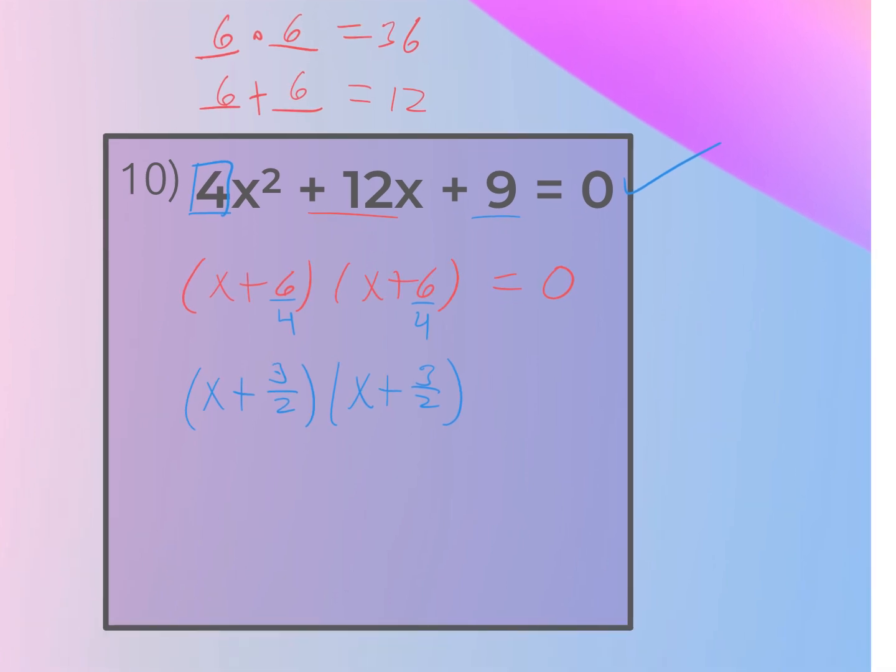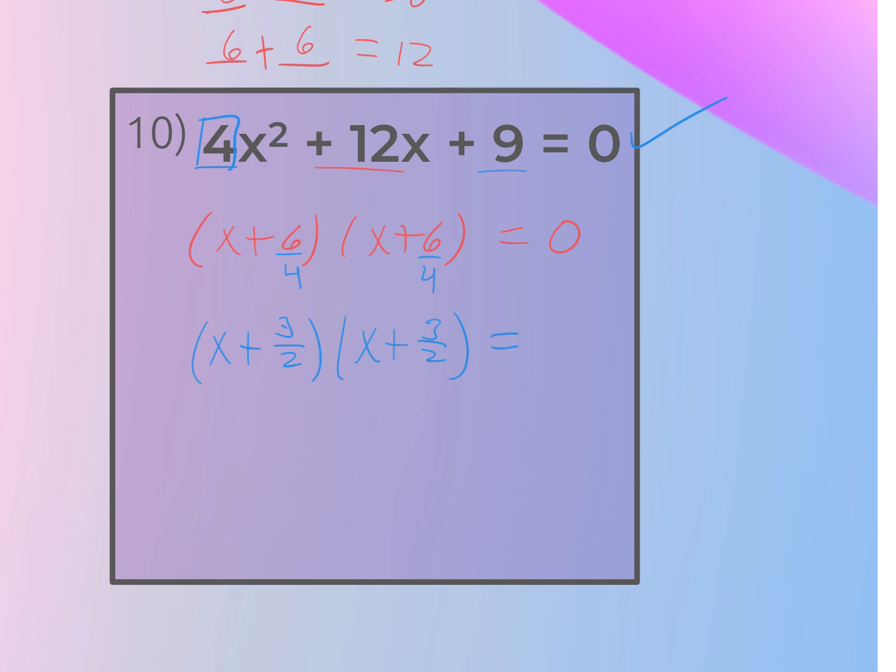Now from this part you could just set each of these factors equal to 0, because then all you have to do is subtract 3 over 2 on both sides. So this factor equals 0 and this factor equals 0. x plus 3 over 2 equals 0, x plus 3 over 2 equals 0. Then we get x equals negative 3 over 2, and x equals negative 3 over 2 again. But once you see that it's the same thing twice, as long as you show all your work to get to this step, you can just write it once. You don't have to write it twice.